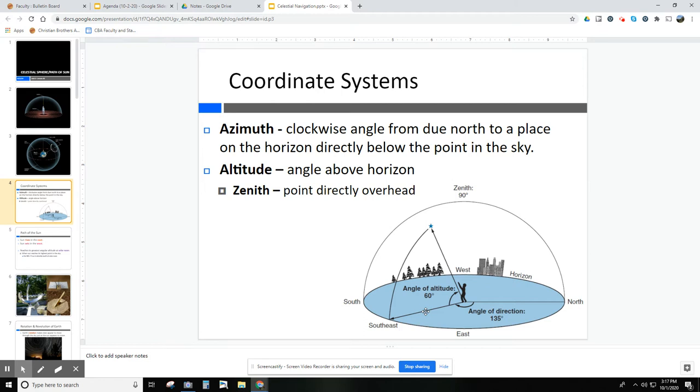Now, the other thing we have to do is say which way we're actually looking. Which direction is the object in the night sky? Is it north, south, east, or west? Which way am I pointing my body to look at the star? So we need another coordinate, and that coordinate is called the azimuth. The azimuth is a clockwise angle from due north to a place on the horizon directly below the point in the sky.